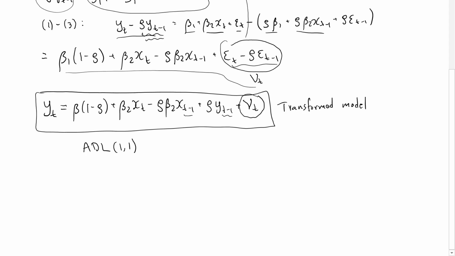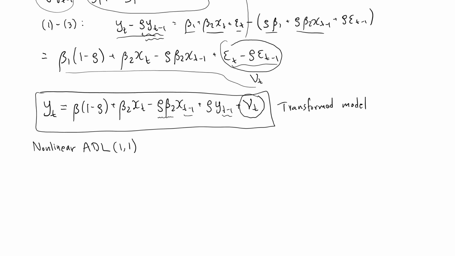Even worse, it's actually no longer a linear model. This is a non-linear ADL(1,1), due to the fact that, well, the important part is here. We have a product of rho and beta 2. Notice that I can't make this trick that we sometimes do, renaming the parameters.